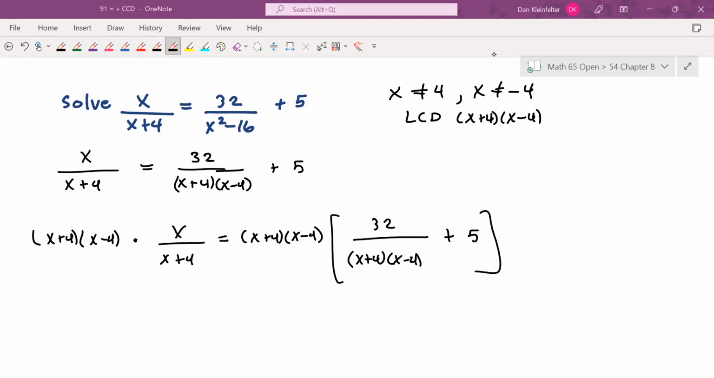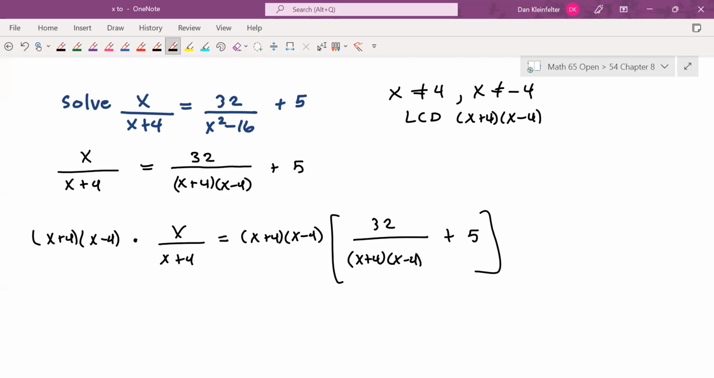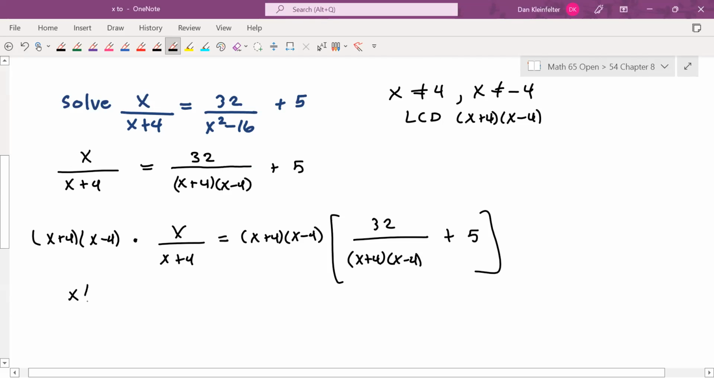All right, so this is how I've started. The first thing I did was rewrite the equation, factoring that second denominator. Then we'll note that x can't be 4, x can't be negative 4, and our LCD is going to be x plus 4, x minus 4. So I'm multiplying both sides by x plus 4, x minus 4. The fraction on the left, the x plus 4's cancel, leaving us with x minus 4.